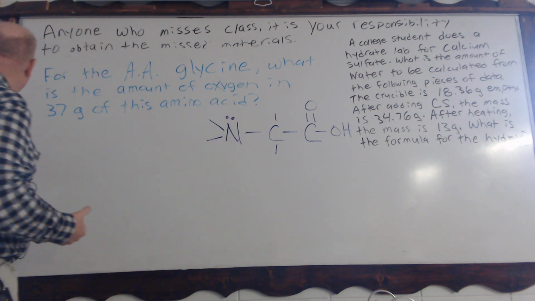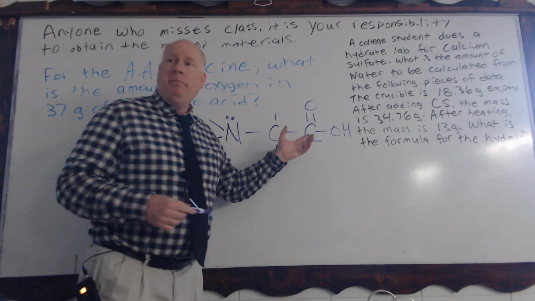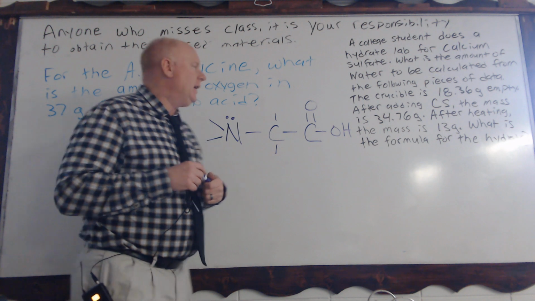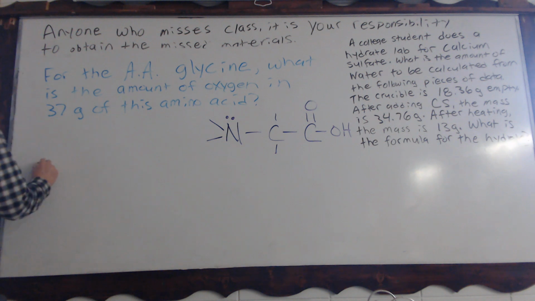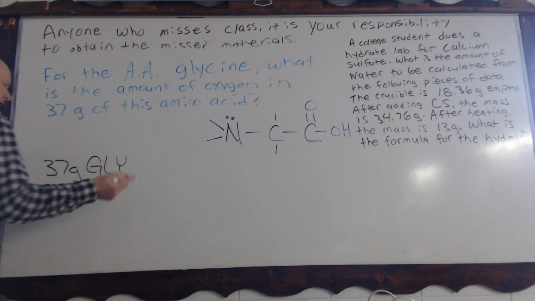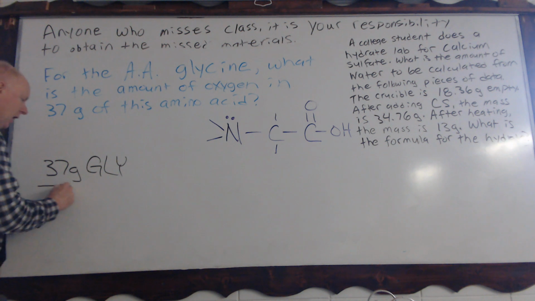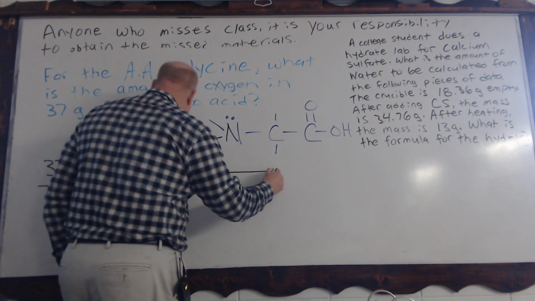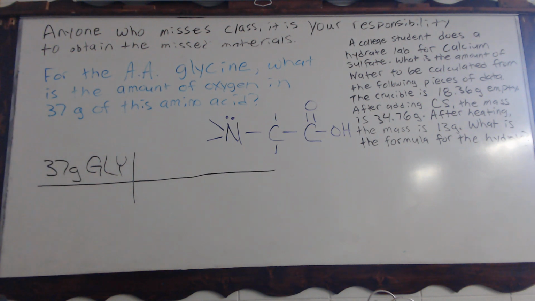If we're starting with 37 grams of this amino acid called glycine, we picked, what was it, oxygen? Okay, so upon doing this, we would start with 37 grams, and I'm just going to put GLY, because that's the abbreviation for this amino acid known as glycine. So just like everything that we've done so far, you see something measured in grams, chances are you're going to change it to what?